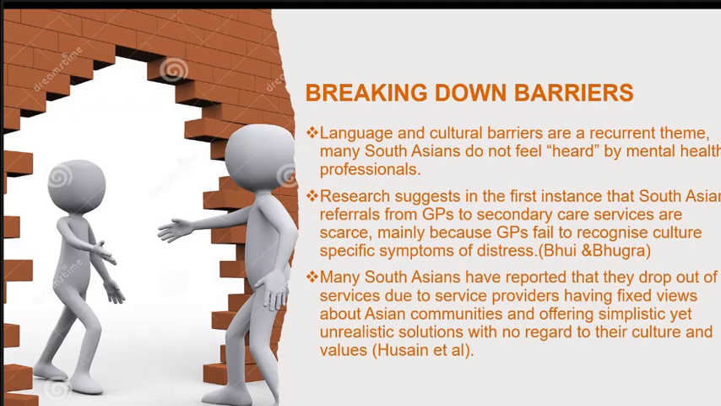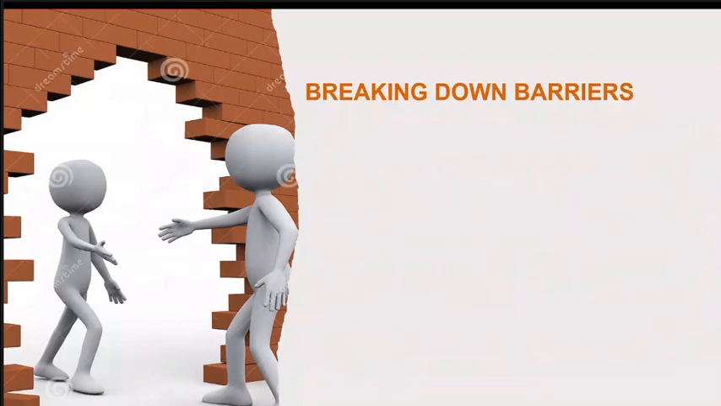Again, people drop out of services because they believe that providers have a fixed view about Asian communities, and they offer simplistic yet unrealistic solutions. What works for one group of people may not work for another, so it's about thinking what we can do and being a bit more creative with what we have, because resources are tight everywhere. Post-COVID, we're all struggling, but we have this demographic of service users who need to use our services. How do we make sure, within our resources, that we are catering for that?